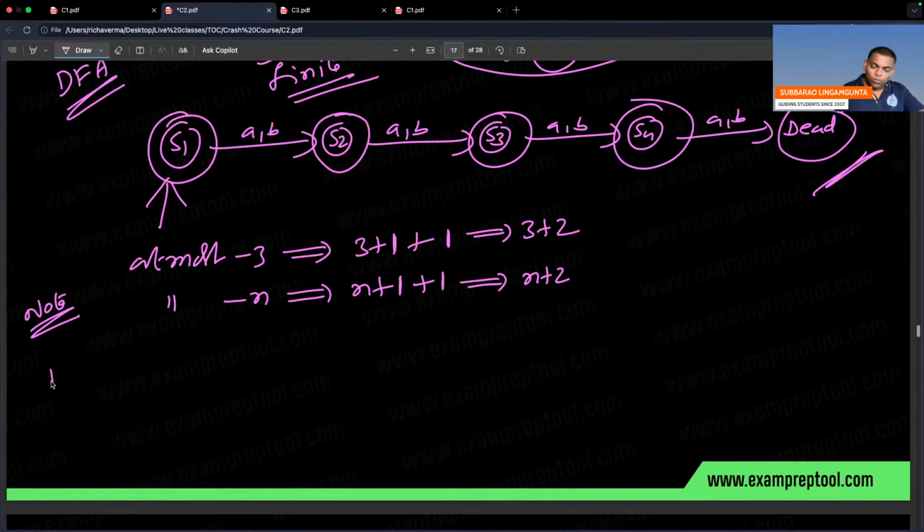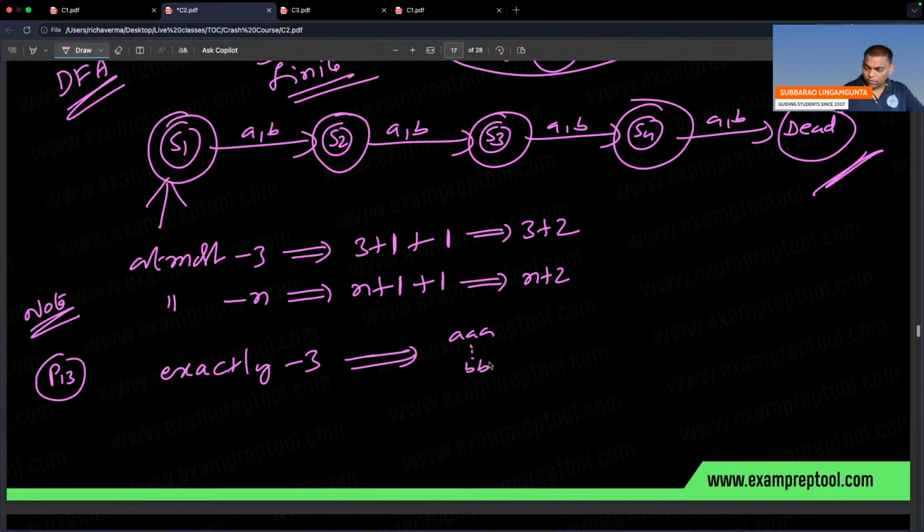Let's go to problem number 13. Exactly 3. Exactly 3 means 3 length only, triple A to triple B. So when you say exactly 3 length, minimal also, maximal also. 3 means 4 states: S1, S2, S3, S4.